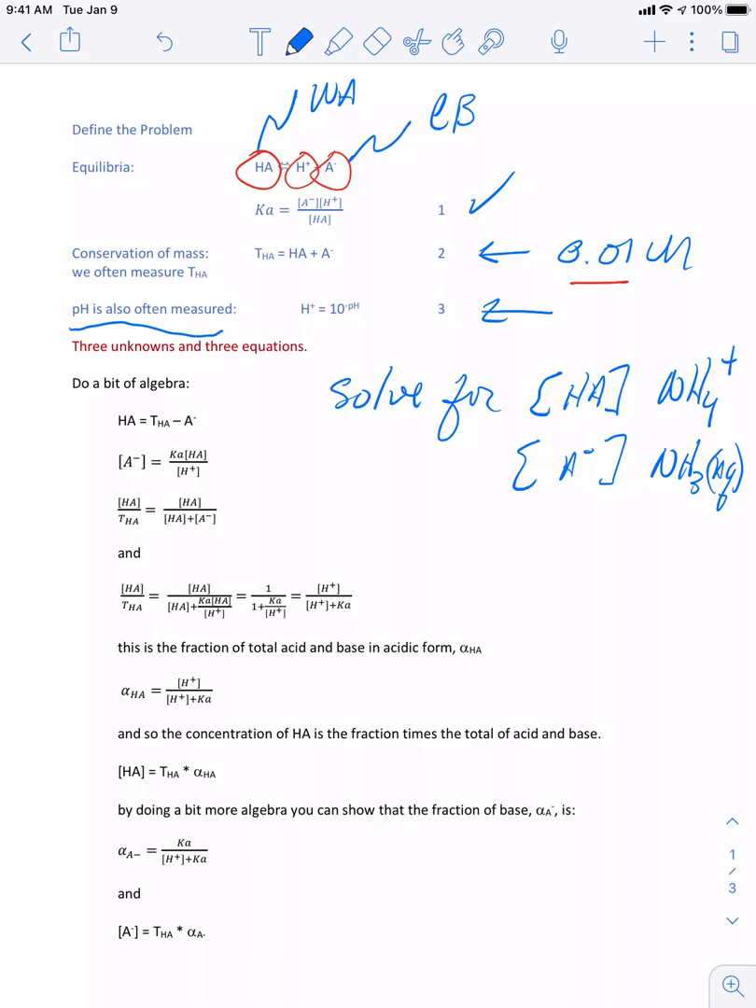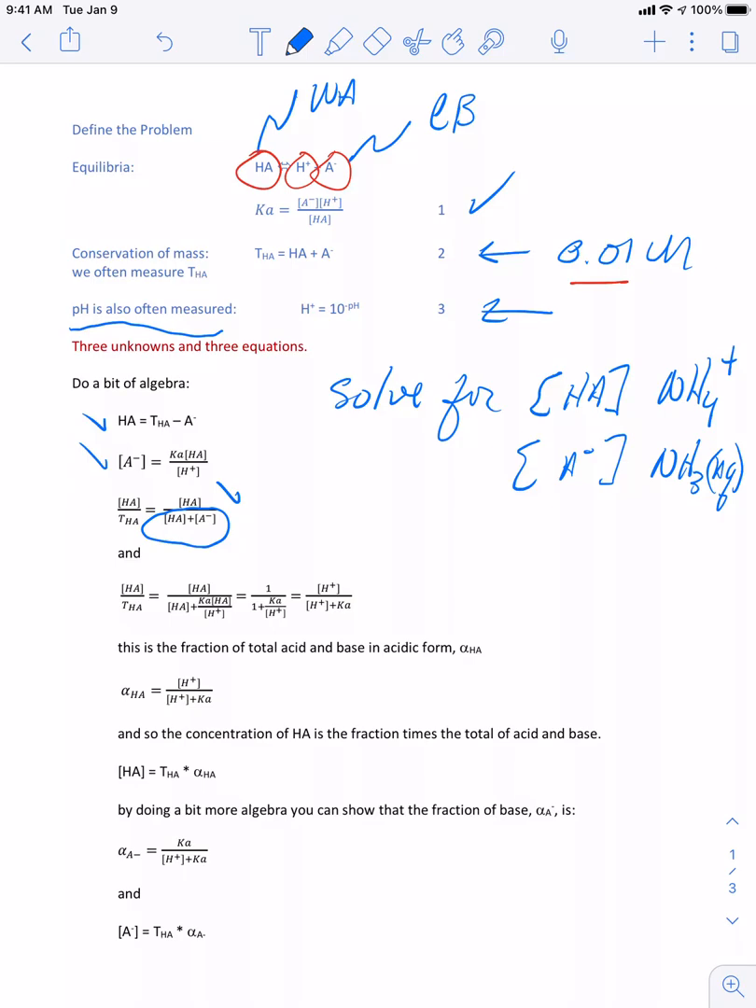Okay, so we'll do our algebra. Again, we're going to reorganize our conservation of mass equation to solve for HA. I'm also going to recognize that I can reorganize the equilibrium expression to solve for A minus. And then I'm going to build a ratio. It's a fraction, HA over total A. So it's the fraction of the total weak acid that's in the acid form. So notice that's just simply HA over the sum HA plus A minus.